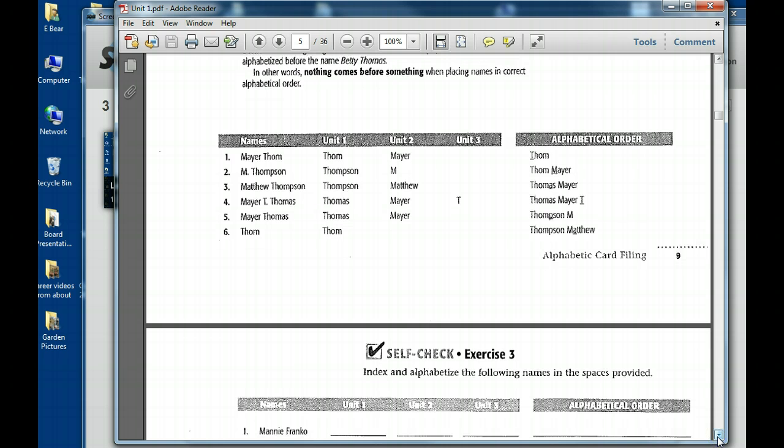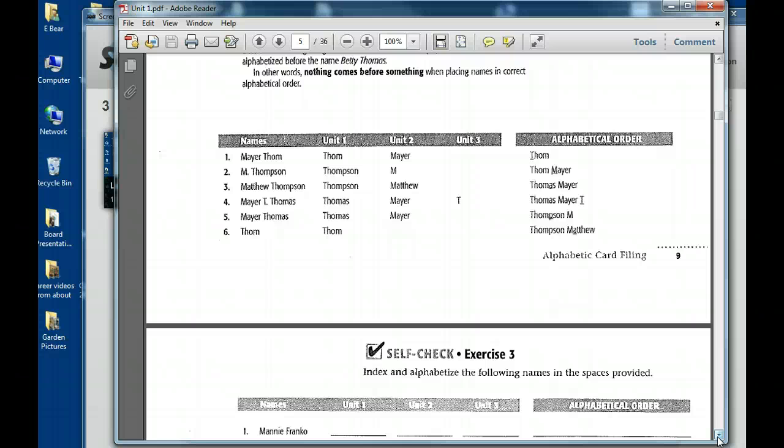If you look at this next list, all of the last names begin with T-H-O-M. In number 6, only one name is given, T-H-O-M, Tom. That will fall under Unit 1. In number 1, Tom is Unit 1. In numbers 2 and 3, Unit 1 is Thompson. And in numbers 4 and 5, Unit 1 is Thomas.